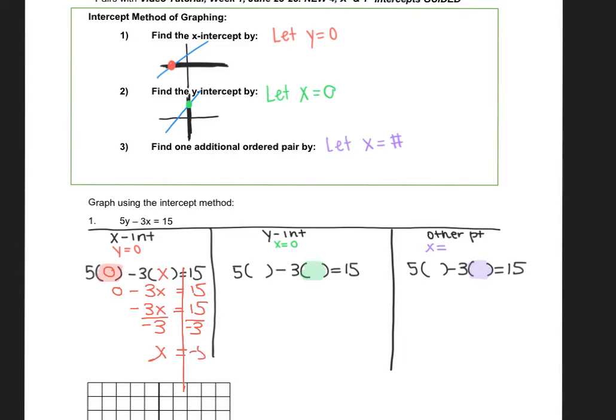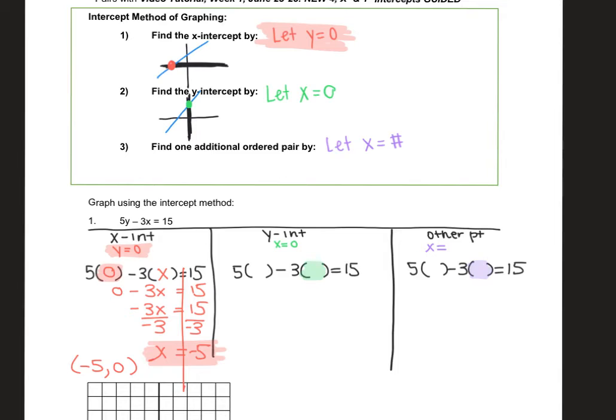x equals negative 5. I have an ordered pair. My x is negative 5, my y is 0. If you're asking where I'm getting those, my negative 5 came from here, my 0 came from up here, which was given to me in my notes all the way up here, right?